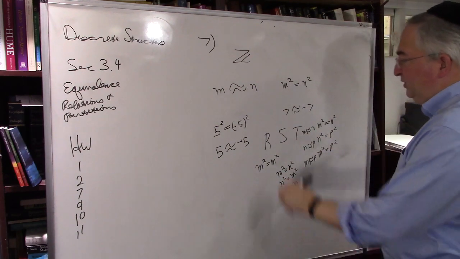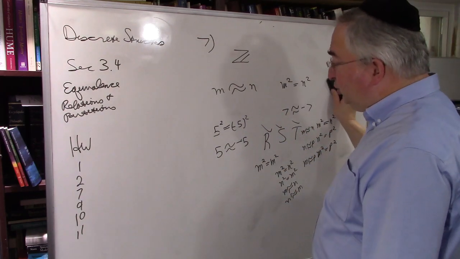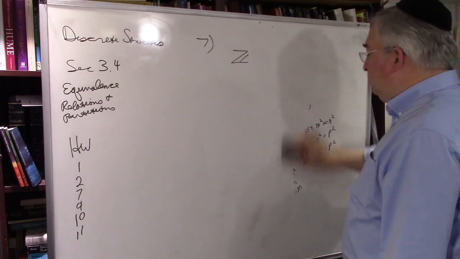Can't get more simple than that. So it is reflexive, symmetric, transitive, therefore it's an equivalence relation. Question: what do all the partitions look like?